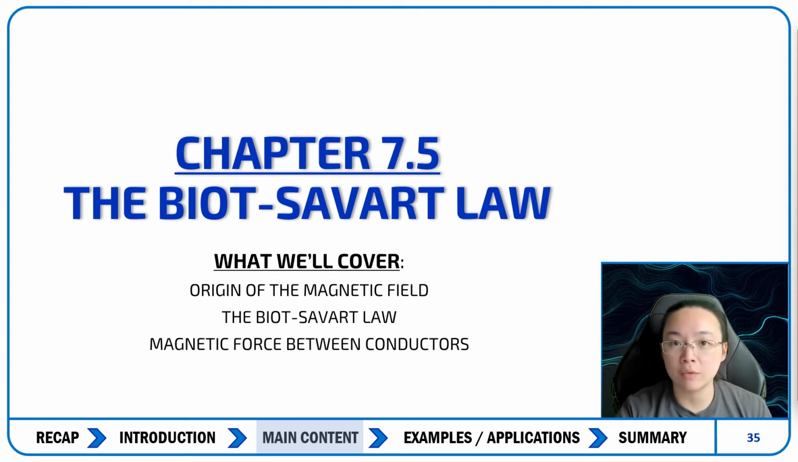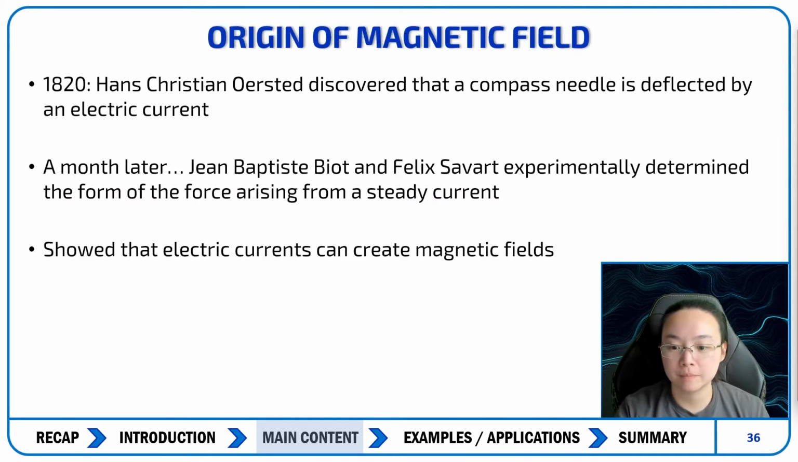So we're first going to start off with the Biot-Savart law because it's first principles. First, we want to go through the origin of the magnetic field, just so that there's a little bit of history involved. In 1820, Hans Christian Ørsted discovered that a compass needle is deflected by an electric current. So there was that connection between current and magnetism. A month later, Jean-Baptiste Biot and Félix Savart experimentally determined the form of the force arising from a steady current. From these experiments, they showed that electric currents can create magnetic fields.